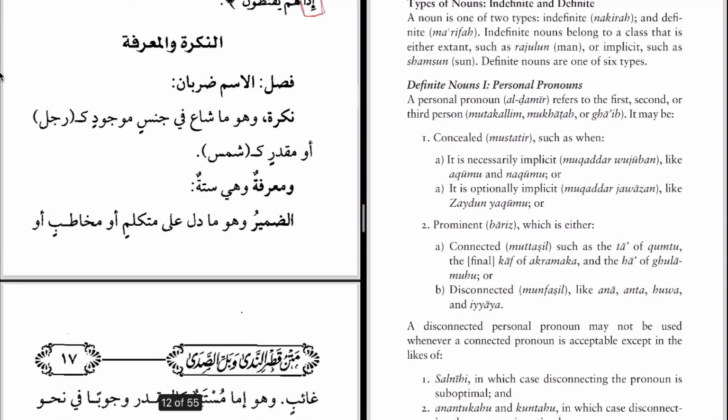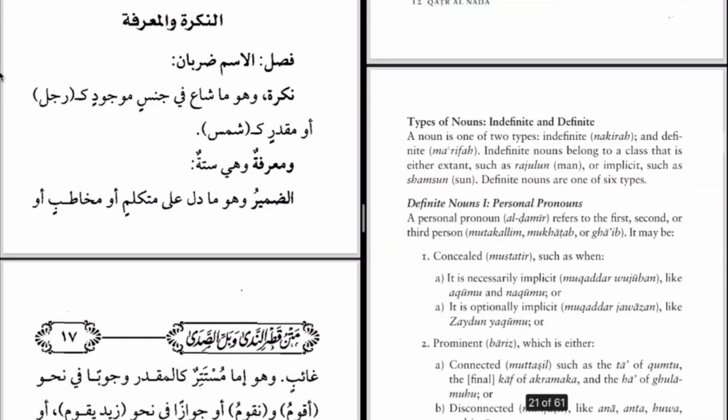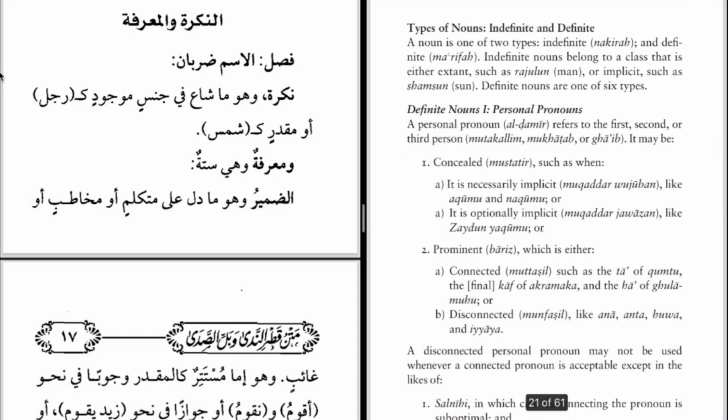Lillahi ta'ala. All right, so now we've reached the section on An-Nakiratu wal-Ma'rifah, indefinite and definite. So the author says in his original text, Faslun al-ismu darban, section, the noun is of two types. And that's what they said here. Types of nouns, indefinite and definite. A noun is one of two types.